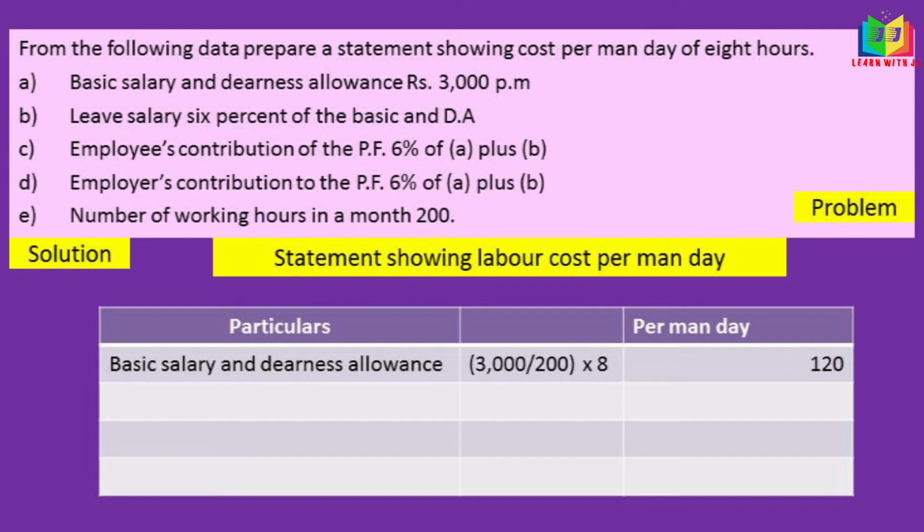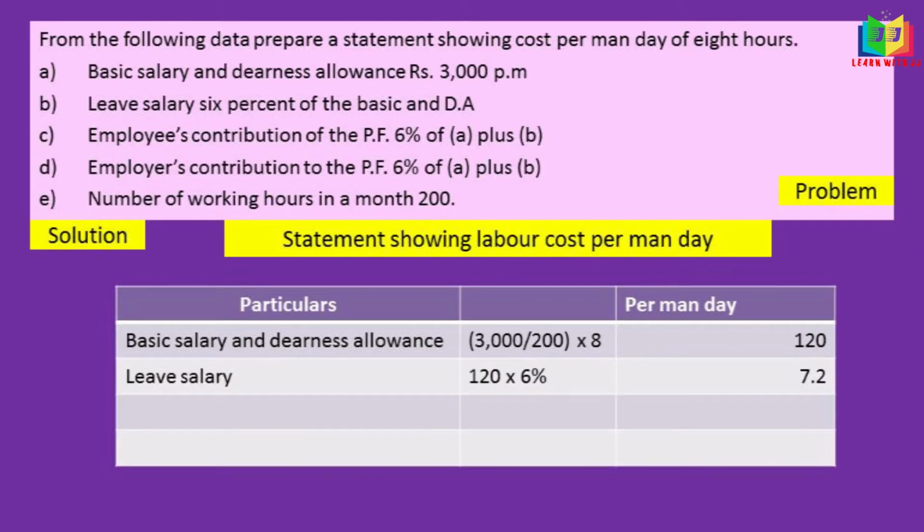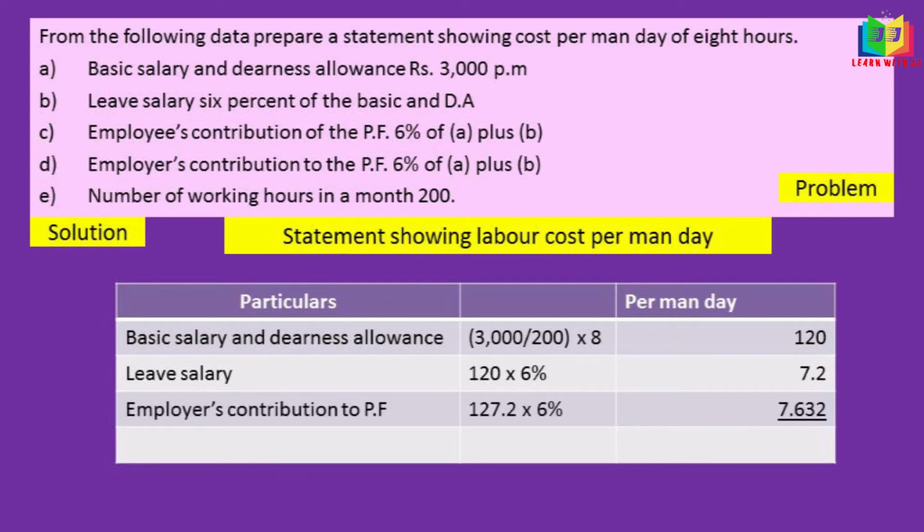Are you clear? The basic salary is given for a month and first we have to convert it for a day. So we have to divide it by 200 into 8. We'll get for a day, that is 120. And next one, leave salary 6% of the basic and DA. In this 120, we have to calculate the 6% for leave salary. So we'll get 7.2.